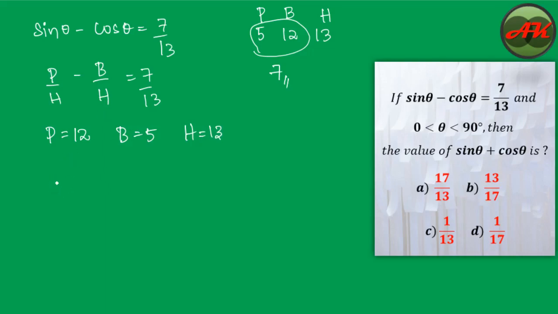So now they have asked for sin theta plus cos theta. Now let's solve this. Sin theta is perpendicular by hypotenuse. So 12 by 13 plus cos theta is base by hypotenuse. So base is 5 here, 5 by 13. So we get finally 17 by 13 as the answer. So option A.